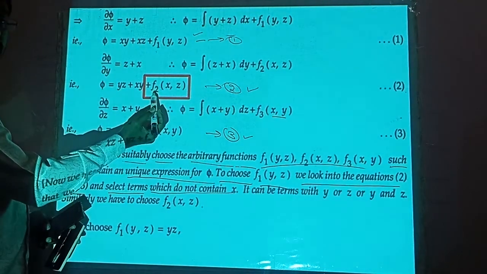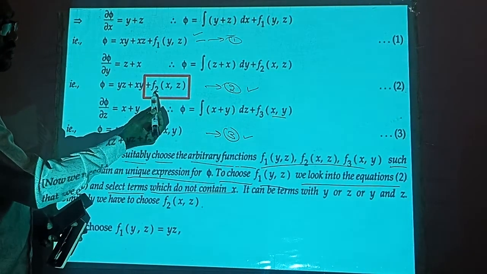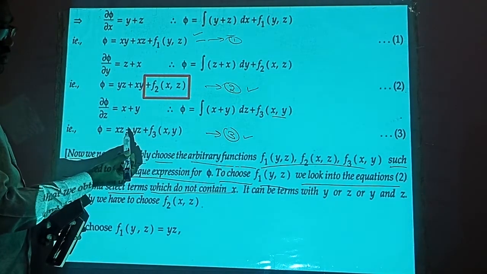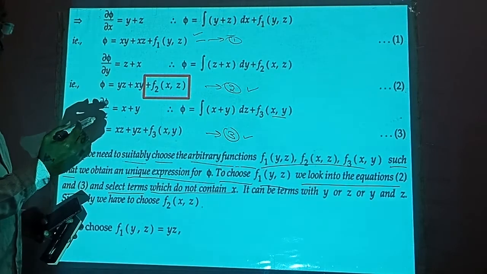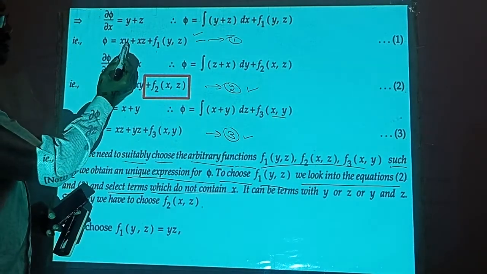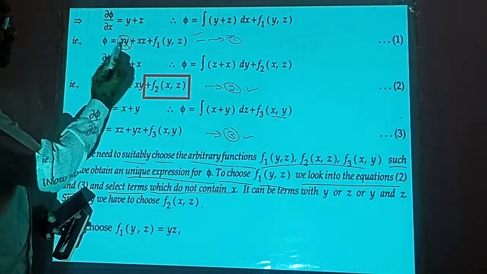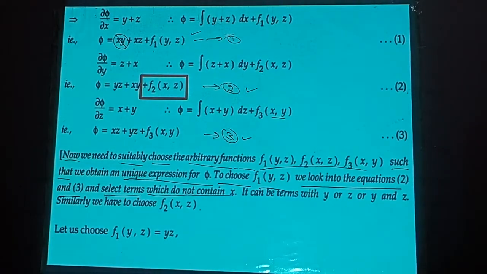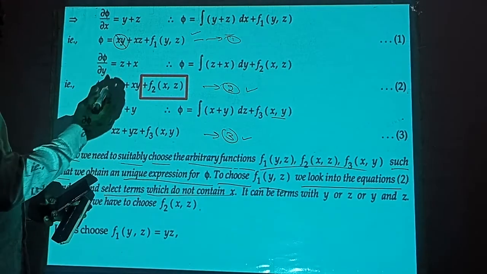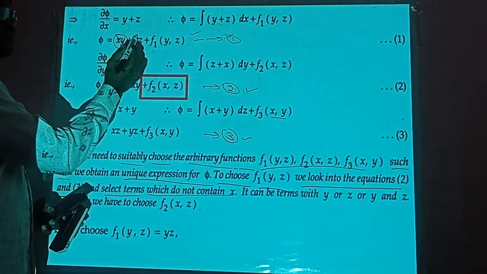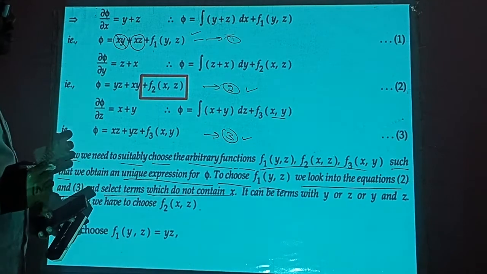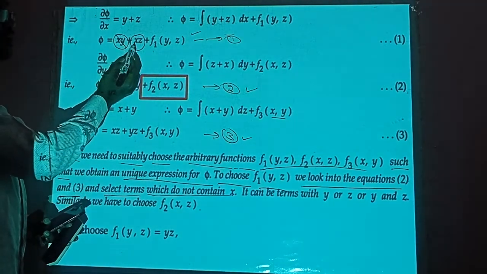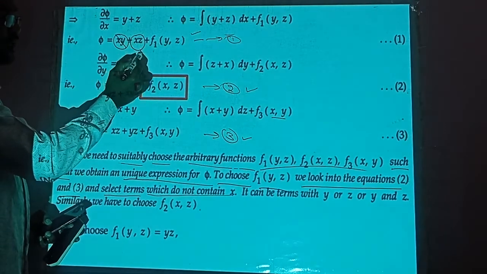F2 should be independent of y. Let us see for the terms which are independent of y now. So this is the term which contains y, so we cannot take this. This term is independent of y. So there is no y, so we can select this.